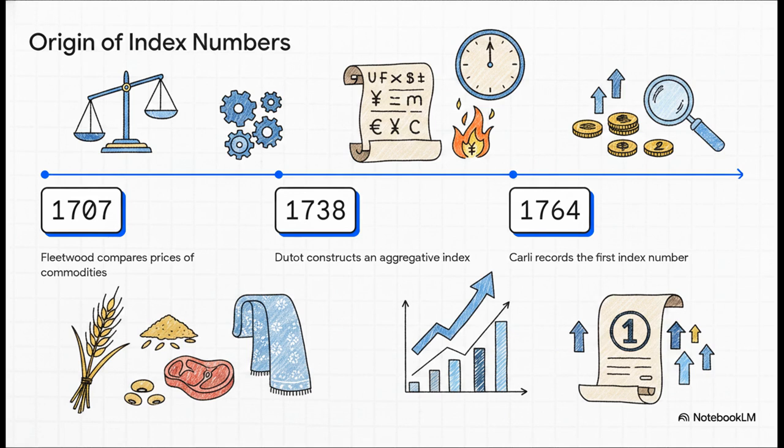An English guy named William Fleetwood wanted to know why living was getting so darn expensive. So he actually compared the prices of wheat, oats, beans, meat, and cloth between the 1400s and his current day in the early 1700s. Talk about some long-term data tracking, right?